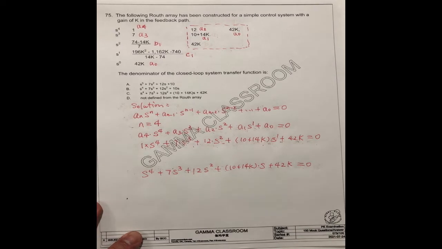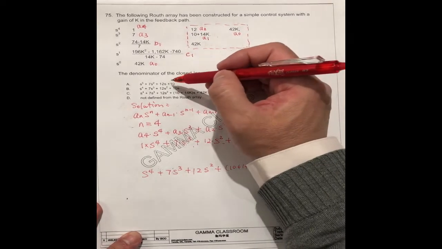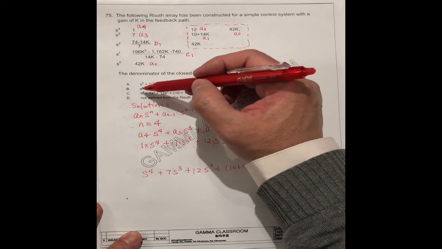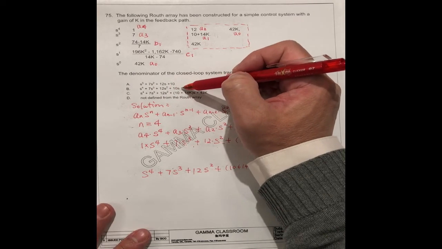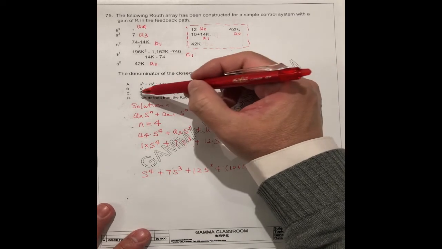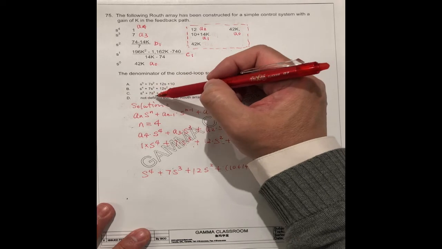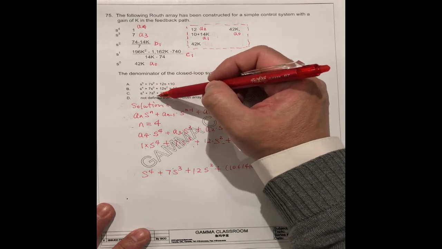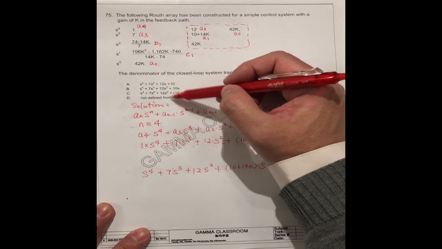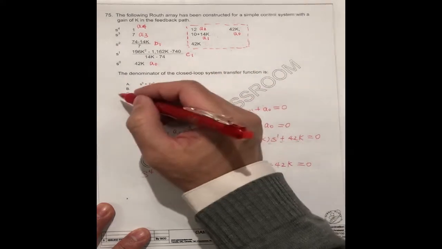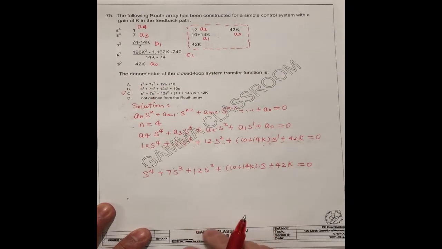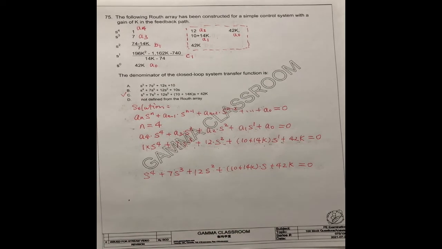So we check the answer. Number A is not, number B is not the same because they have no a_0. Number C is exactly s^4, 7s^3, 12s^2, this one, this one. So the correct answer should be C. Number C.